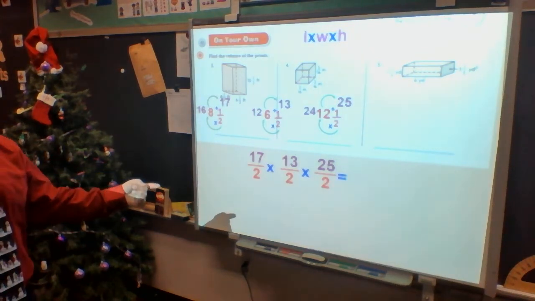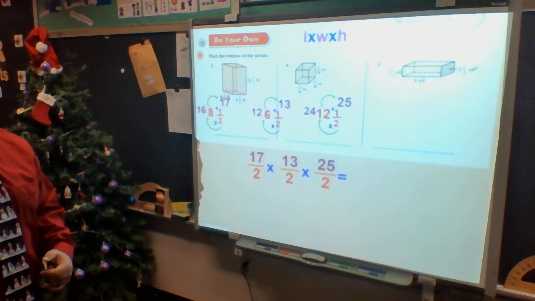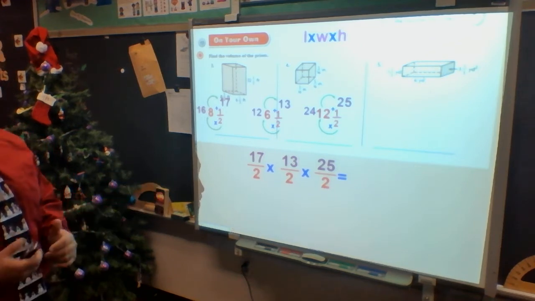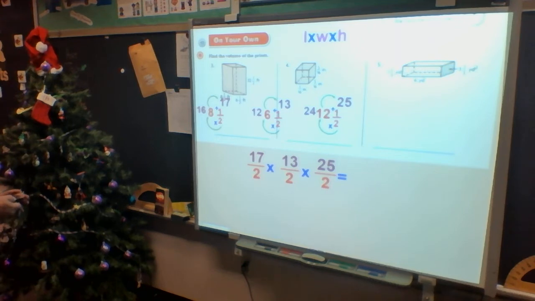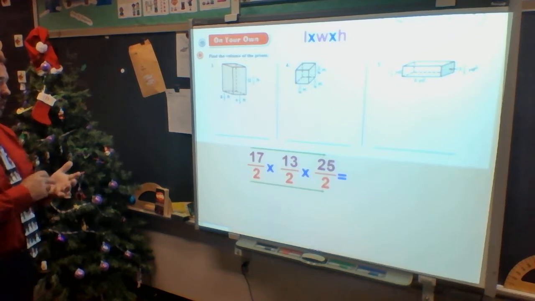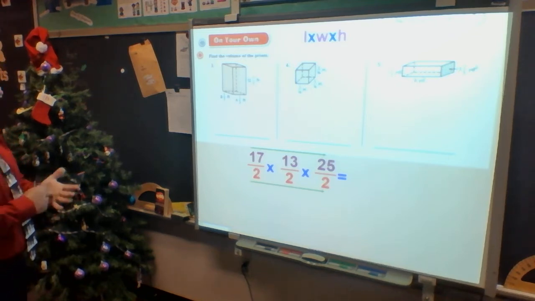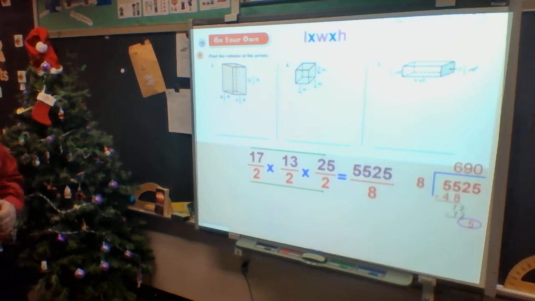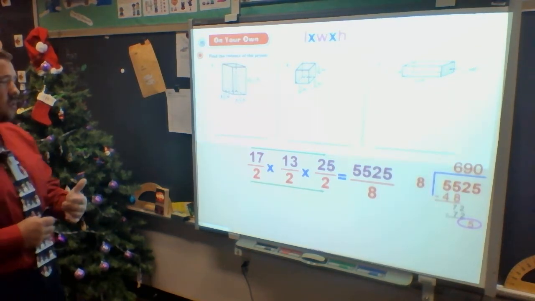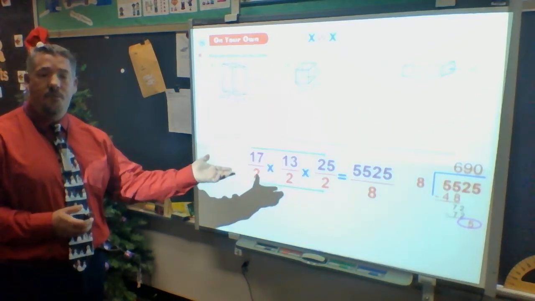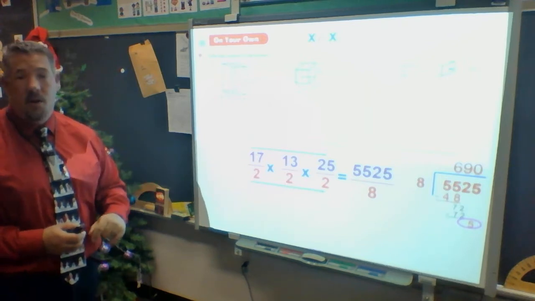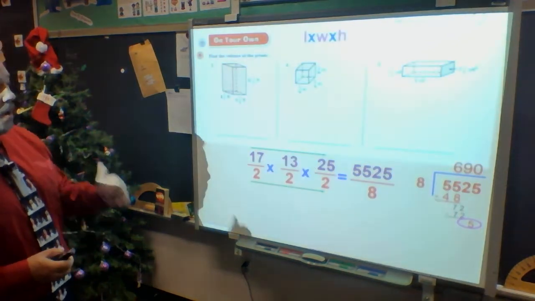Bottom numbers are even, so what can I cross reduce as in my numerators? Not a thing, can I? Once again, it's going to be a big number, and it's going to be a smaller denominator. So I'm going to multiply across in my handy dandy calculator, 17 times 13 times 25 equals 5,525, and then 2 times 2 times 2 equals 8. So I'm going to have a numerator of 5,525 divided by, so inside the division box, 8, which is my denominator.